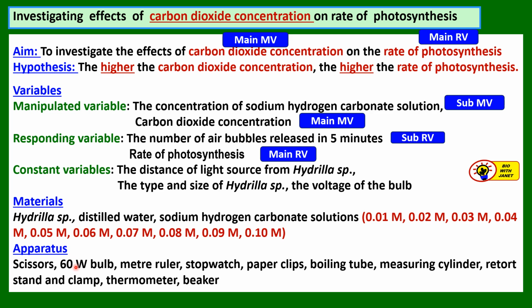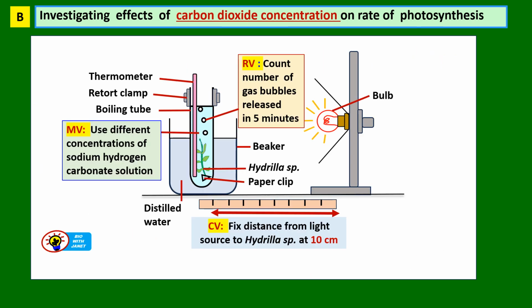Now, apparatus: scissors, 60-watt bulb, meter rule, stopwatch, paper clips, boiling tube, measuring cylinder, retort stand and clamp, thermometer, and beaker. So let's look at the method to set up this apparatus for this experiment to investigate effects of carbon dioxide concentration on the rate of photosynthesis.